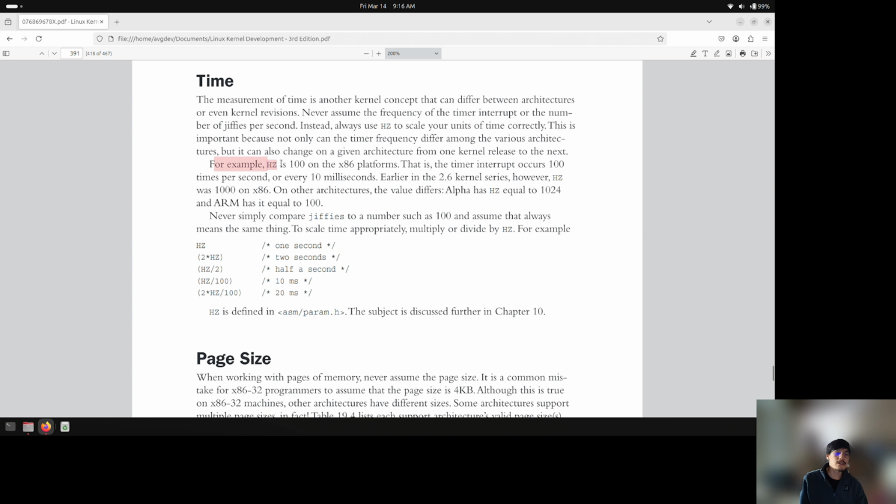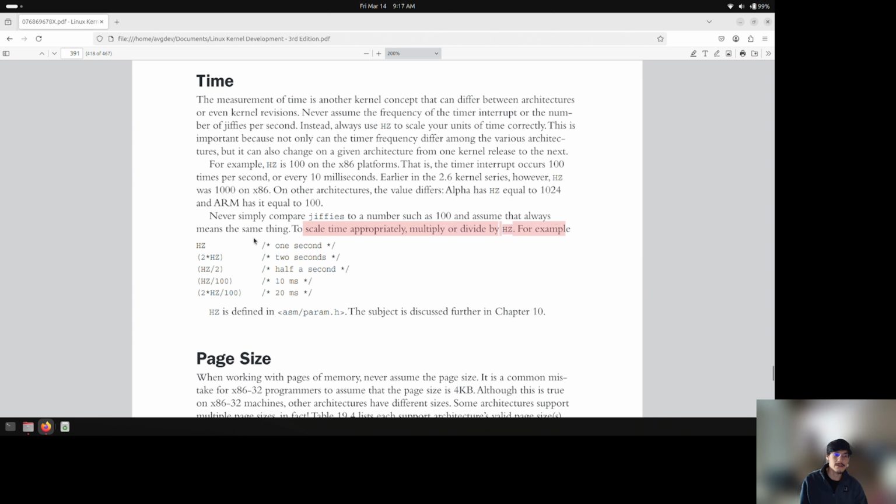For example, HZ is 100 on the x86 platforms. That is, the timer interrupt occurs 100 times per second, or every 10 milliseconds. Earlier in the 2.6 kernel series, however, HZ was 1000 on the x86. On other architectures, the value differs. Alpha has HZ equal to 1024 and ARM has it equal to 100. Never simply compare jiffies to a number such as 100 and assume that always means the same thing. To scale time appropriately, multiply or divide by HZ.